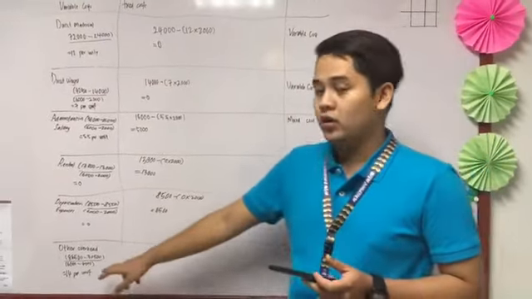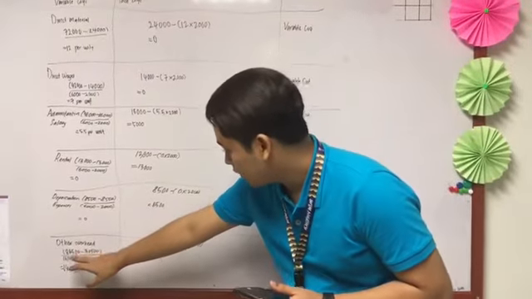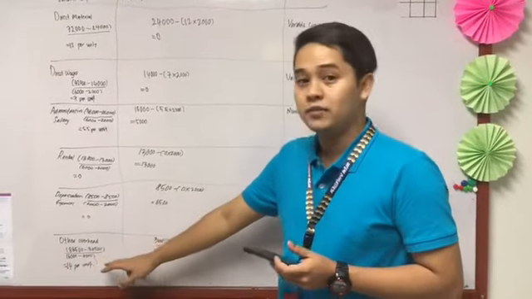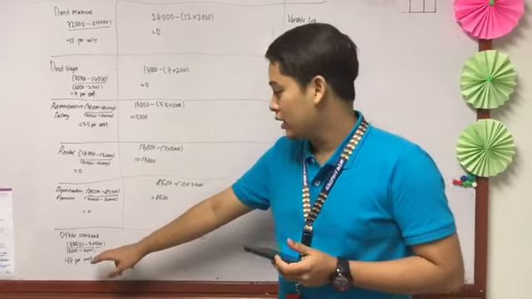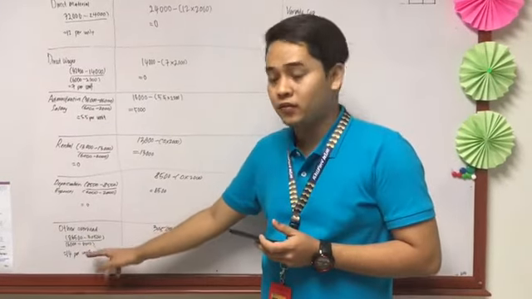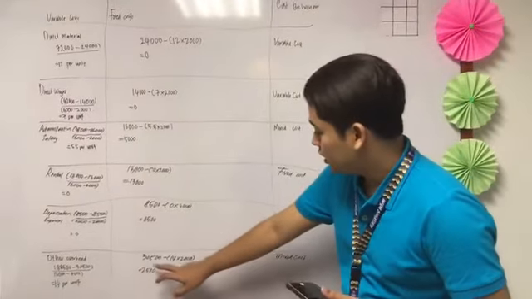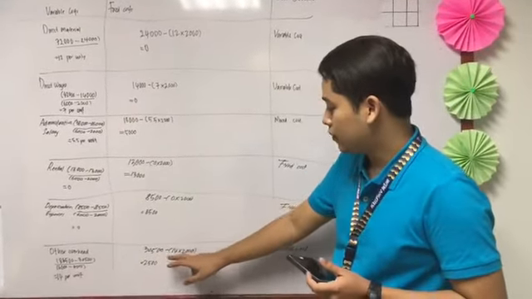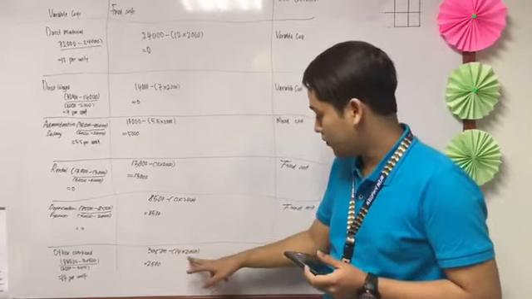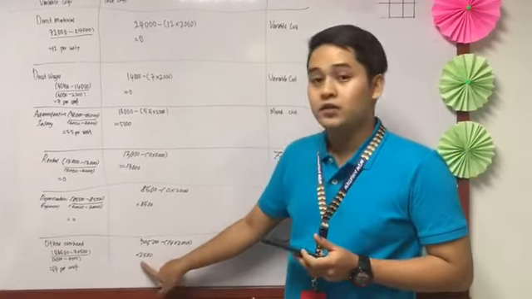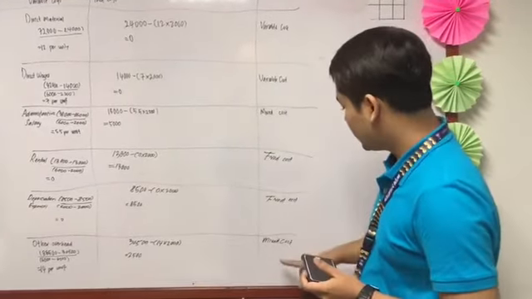The last one is other overhead, 86,500 minus 30,500 divided by 6,000 minus 2,000. So we get 14 per unit. The fixed cost is 30,500 minus 14 times 2,000, which gives 2,500. The cost behavior is mixed cost.